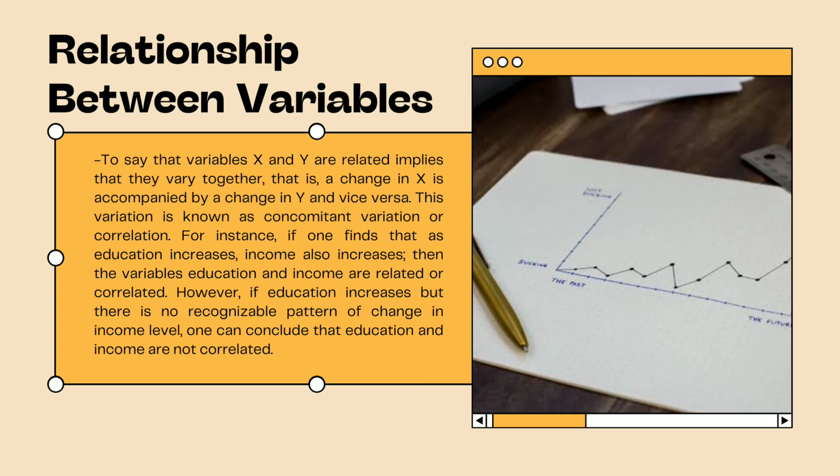Next, relationship between variables. To say that variables x and y are related implies that they vary together. That is, a change in x is accompanied by a change in y and vice versa. This variation is known as concomitant variation or correlation. For instance, if one finds that as education increases, income also increases, then the variables education and income are related or correlated. However, if education increases but there is no recognizable pattern of change in income level, one can conclude that education and income are not correlated.